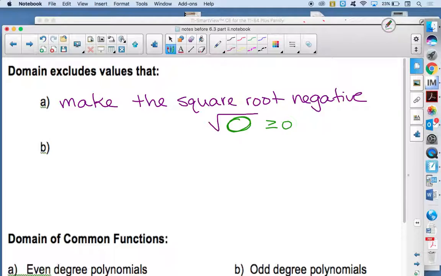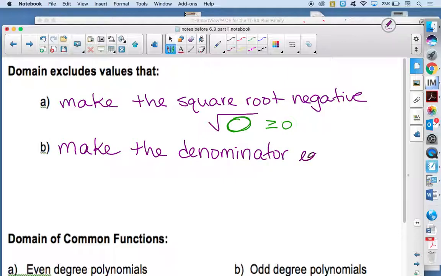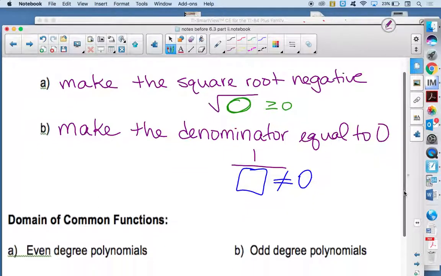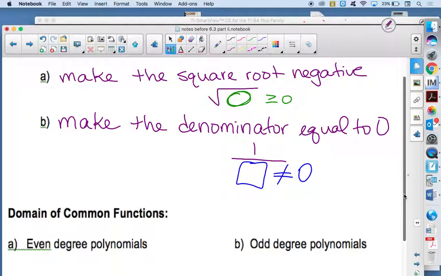When we were talking about the fractions, what was happening with the fractions? What would the domain exclude? So what values would the domain exclude when we're talking about fractions? Virginia? 5 would make the denominator 0. Yeah. So anything that made the denominator equal to 0, whatever's down here, it's not allowed to equal 0. So if it makes the denominator 0, then we have to exclude it from our domain. Questions?